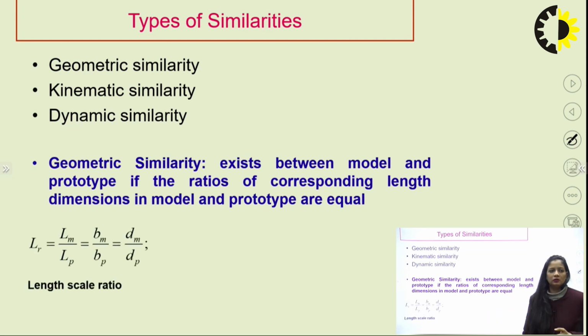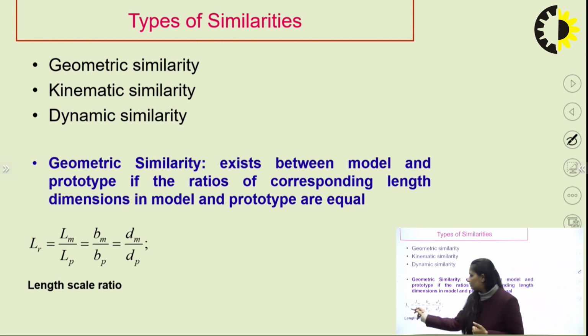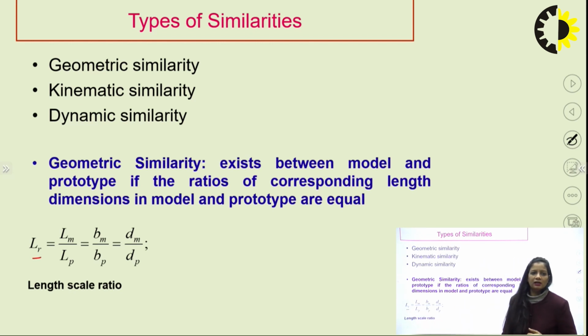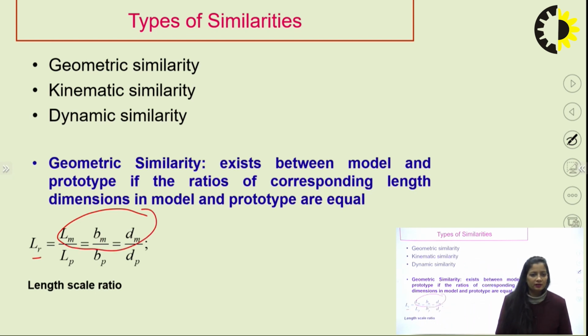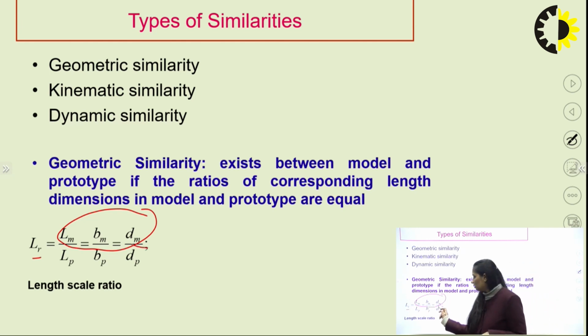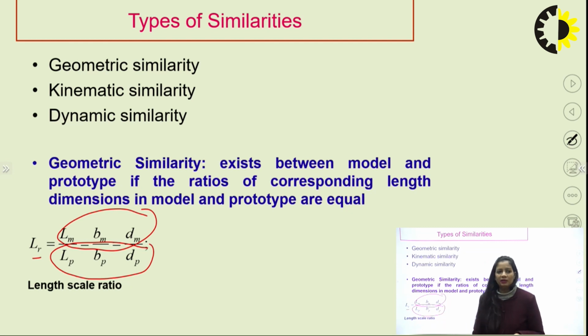So here you can see length scale ratio. Okay. What is length scale ratio? You can represent it by LR, which will be equal to LM by LP. Here you can see BM by BP and DM by DP. What is LM, BM and DM? These are dimensions of the model, either in length, in breadth, or in depth. What are LP, BP and DP? They are again dimensions of the prototype.